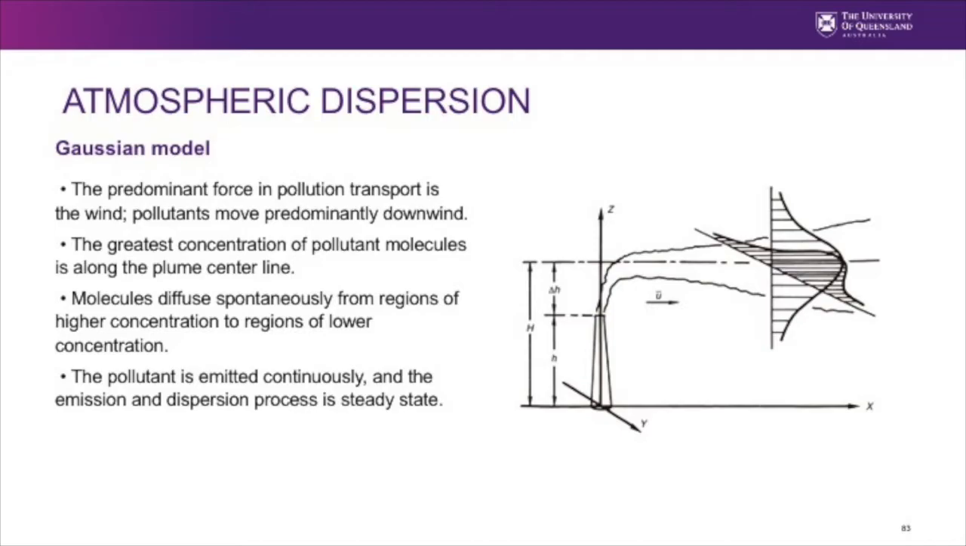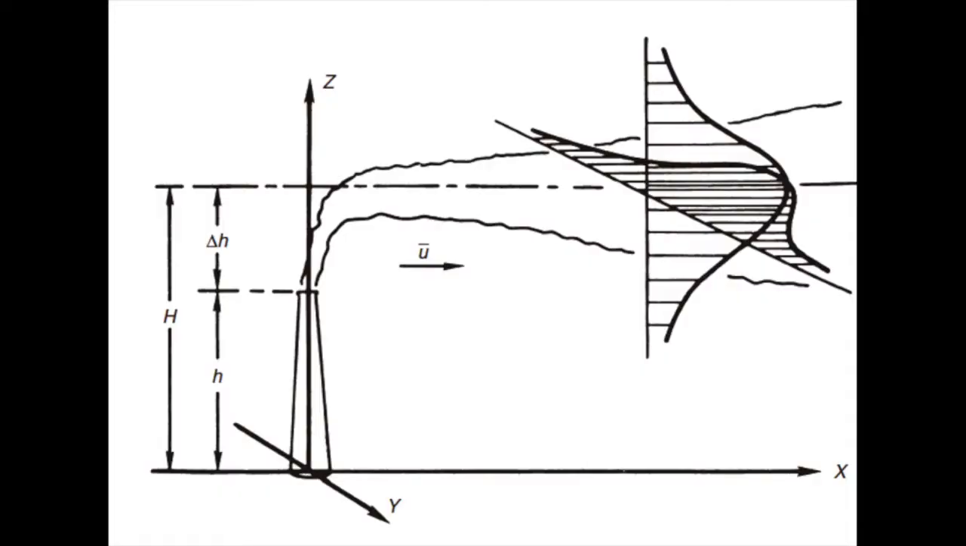Another assumption is that the pollutant is emitted continuously and the emission and dispersion process is in a steady state. In this figure, I show you the key features of the Gaussian dispersion model with the geometric arrangement of source, wind, and plume. We assume that the pollutant spreads on the three axes, X, Y, and Z. Lateral and vertical dispersions are along the Y and Z axes, and the X axis is the wind, the horizontal dispersion.